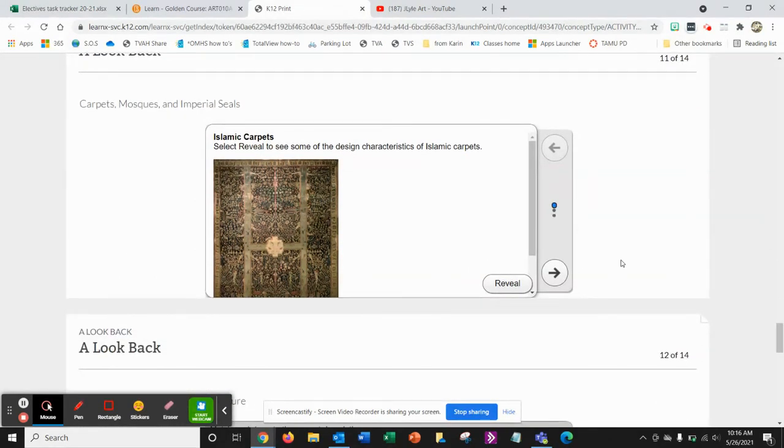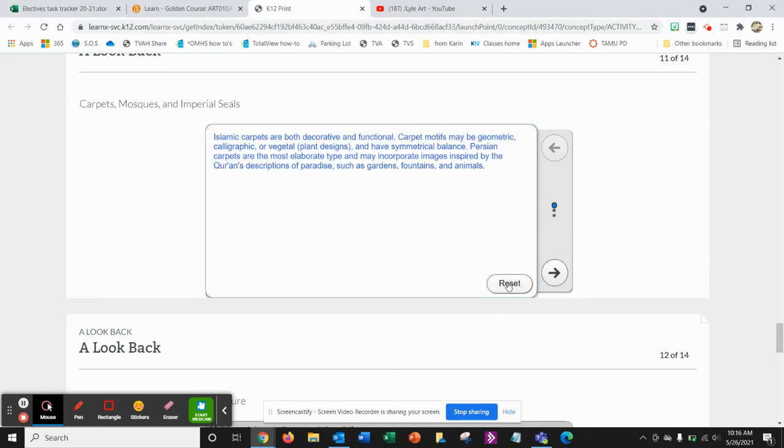And then if we're looking at Islamic carpets, we're going to reveal some of the design characteristics of those. Islamic carpets are both decorative and functional. Carpet motifs may be geometric, calligraphic, or vegetal, which means they would have plant designs, and have symmetrical balance. So symmetric means they're a mirror image of each other on both sides. Persian carpets are the most elaborate type and may incorporate images inspired by the Quran's description of paradise, such as gardens, fountains, and animals.